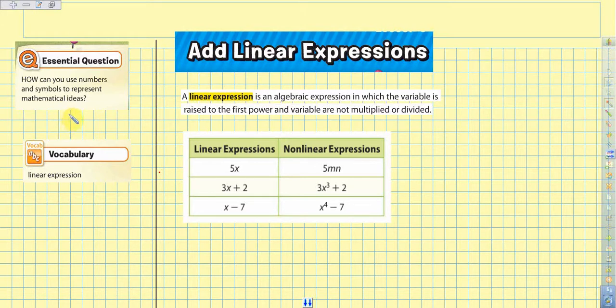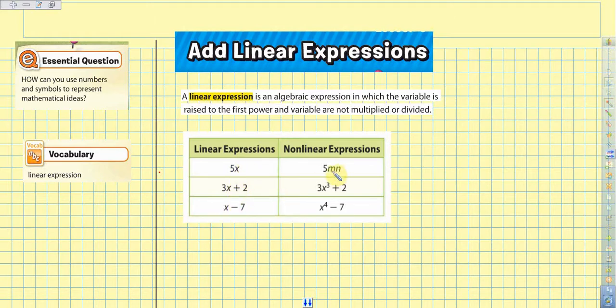Okay, so right now we're just in expressions. We have our vocabulary word. A linear expression is an algebraic expression in which the variable is raised to the first power and variables are not multiplied or divided. So some examples of linear expressions versus non-linear expressions: if you notice, we have single variables here, some have coefficients, none of them are to the first power.